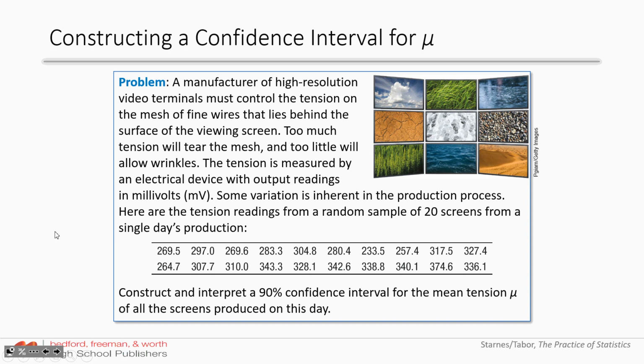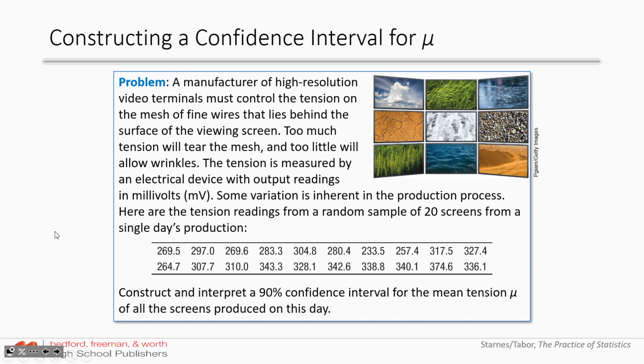So let's read it. A manufacturer of high-resolution video terminals must control the tension on the mesh of fine wires that lies behind the surface of the viewing screen. Too much tension will tear the mesh, too little will allow wrinkles. The tension is measured by an electrical device with output readings in millivolts. Some variation is inherent in the production process. Here are the tension readings from a random sample of 20 screens from a single day's production. Construct and interpret a 90% confidence interval for the mean tension, mu, of all the screens produced on this day.